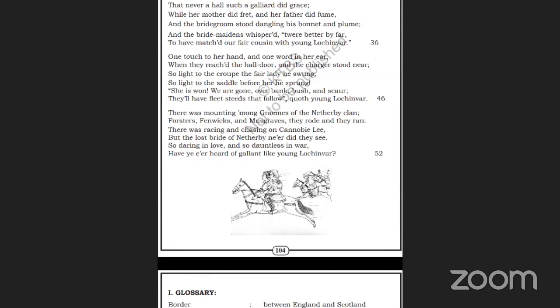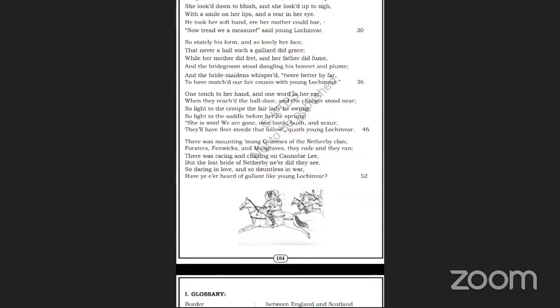And the father of Ellen ordered all these people to search every corner of the valley, every corner of Scotland and England, so that he could trace his daughter and Lochinvar. These people, Fosters, Fenwicks, Musgraves, Grames, they went in all the directions. They went deep inside the forest. They went crossing the rivers. They went to separate corners of the valleys, but nowhere could they find them.